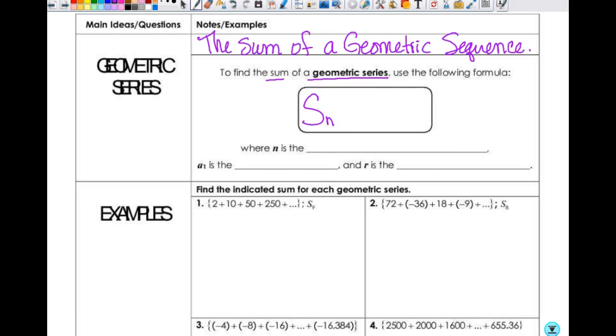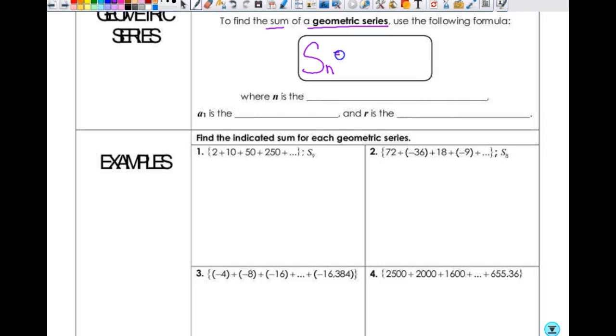S sub n is equal to, and it's right over there as well, a1 times 1 minus r to the nth power all over 1 minus r. And that nth power is on the r. It's not on the outside of the parentheses, it's on the inside. So you're only taking r to the nth power. N is the number of terms still.